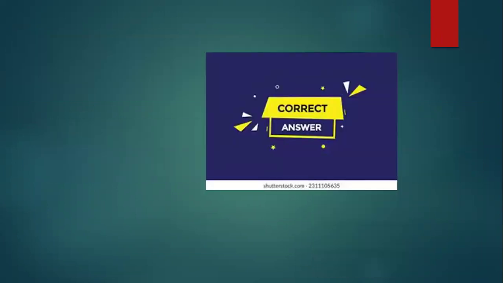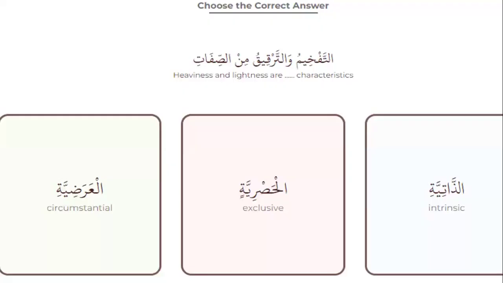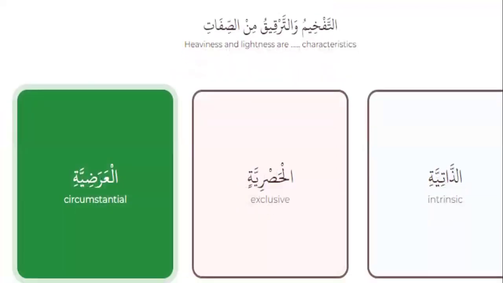Let's go to the second question. The second question is choose the correct answer. Heaviness and lightness are characteristics. Which one is right? Heaviness and lightness, I think it's intrinsic. No, circumstantial.